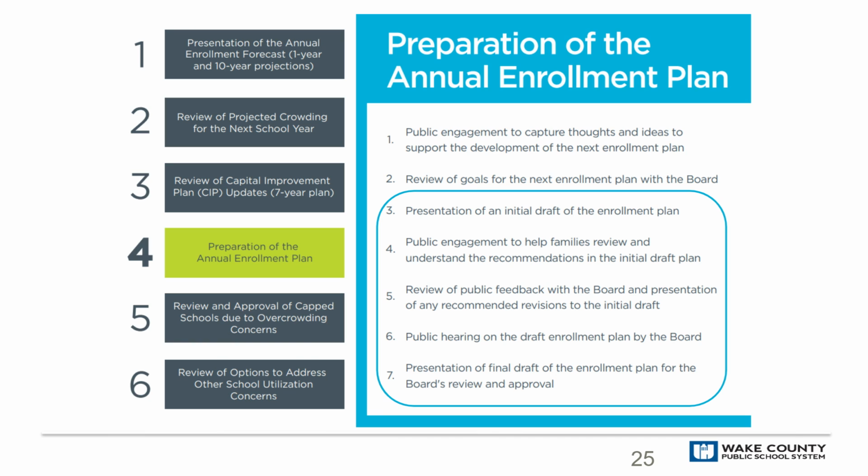Once the board has clarified the goals for the next enrollment plan, staff prepares an initial draft of the enrollment plan and presents this to the board for review and discussion. Families and community members are then encouraged to review and provide feedback on this initial draft. And a summary of the feedback collected is shared with the board, along with any recommended revisions. Next, the board hosts a public hearing to receive any final thoughts or feedback on the plan, and a final draft of the enrollment plan is prepared and presented to the board for review and approval.